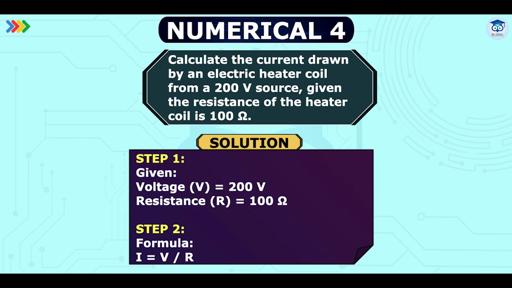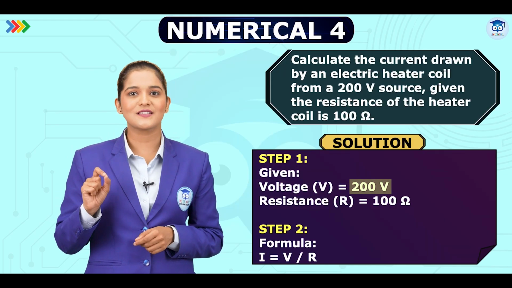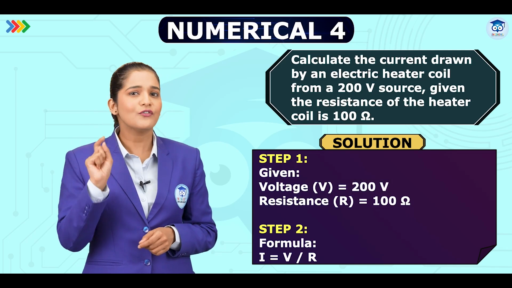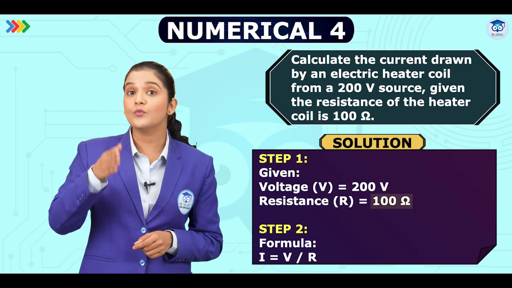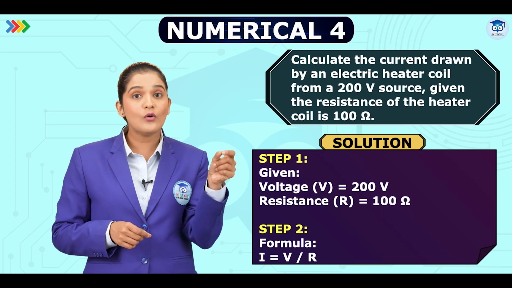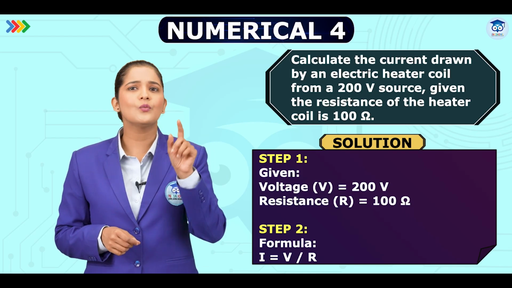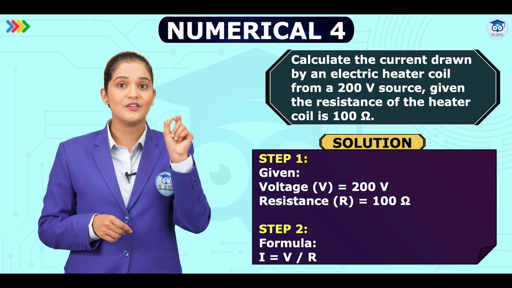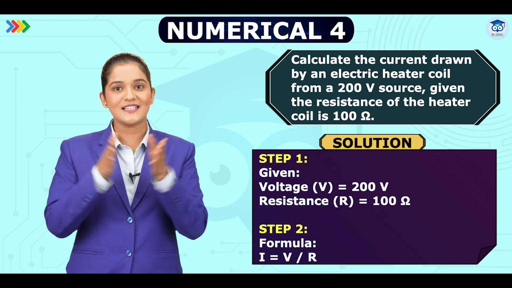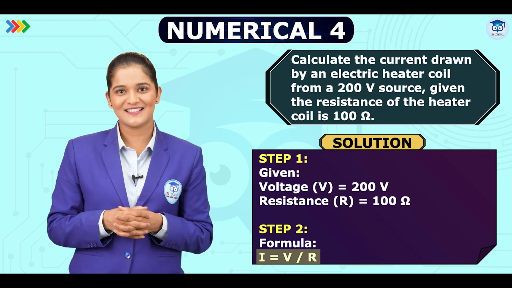Identifying the given values. The voltage supplied V is 200 volts and the resistance of the heater coil R is 100 ohms. In step 2, we apply Ohm's law, which states that the current I is equal to the voltage V divided by the resistance R. That is, I is equal to V divided by R.